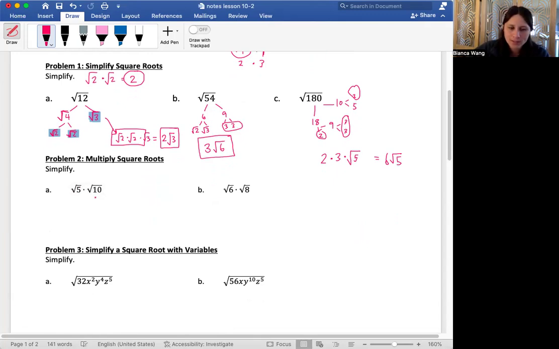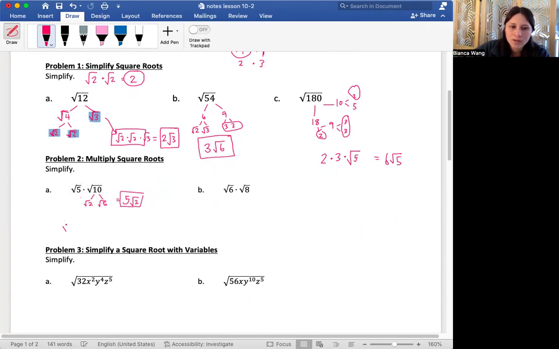Radical of 5 does not break down to anything smaller, but 10 does. This would be 2 and 5. And so really I have radical of 2 times radical of 5 times radical of 5. Don't forget about that 5. So radical of 5 times radical of 5 is 5. Radical of 2 does not pair up with anything, so it's 5 times radical of 2.